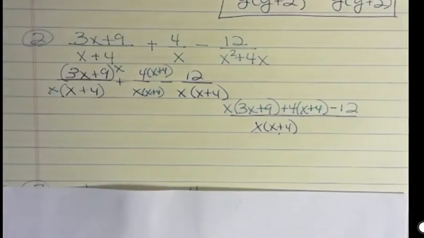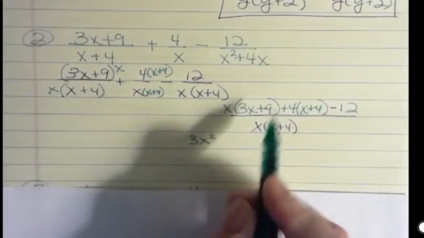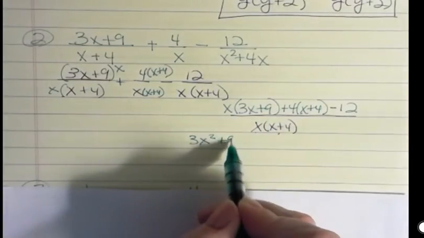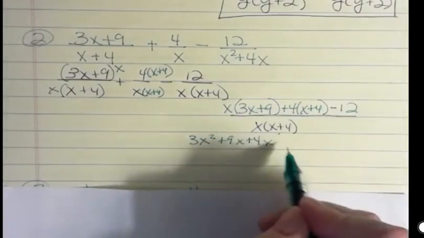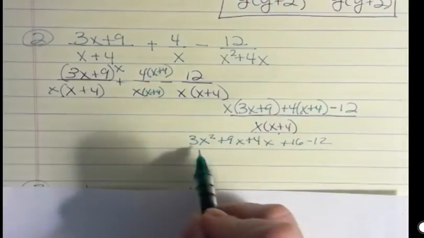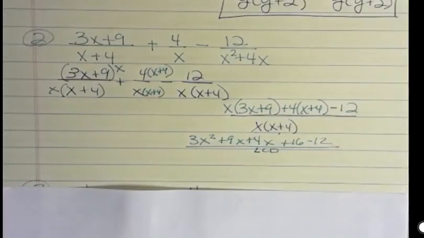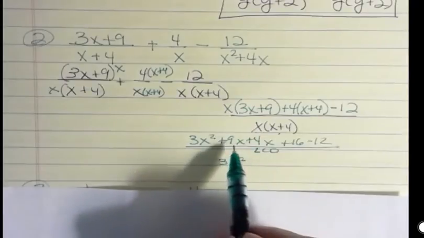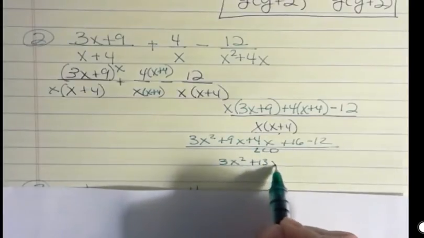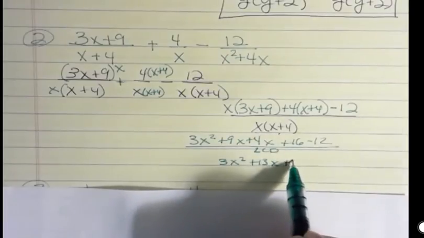Now I want to simplify all that out. I have x times 3x, which is 3x squared. I have x times 9, 9x, 4x, 16, minus 12. I'm just going to write LCD under there. I don't want to forget about it, but I don't want to write it out right now. And then I'm going to combine all that. I have 3x squared. I have 9x and 4x, which is 13x. And then I have plus 4.